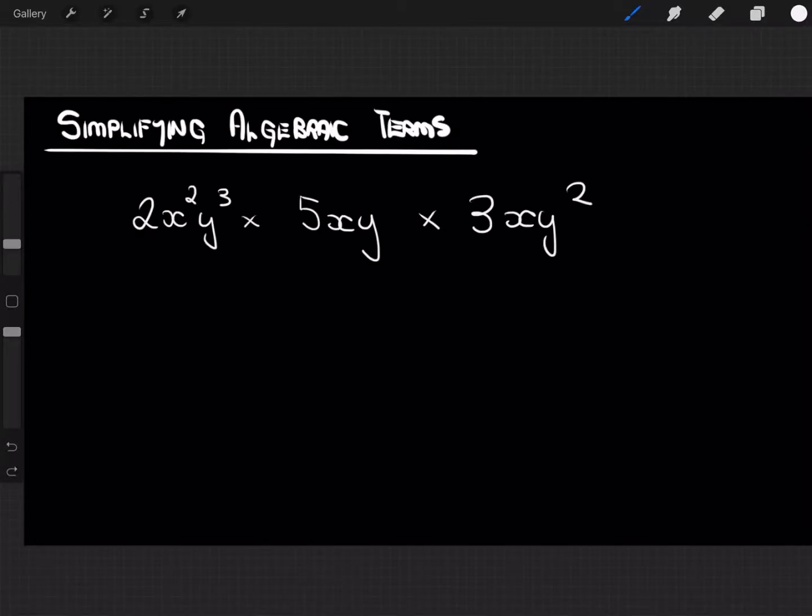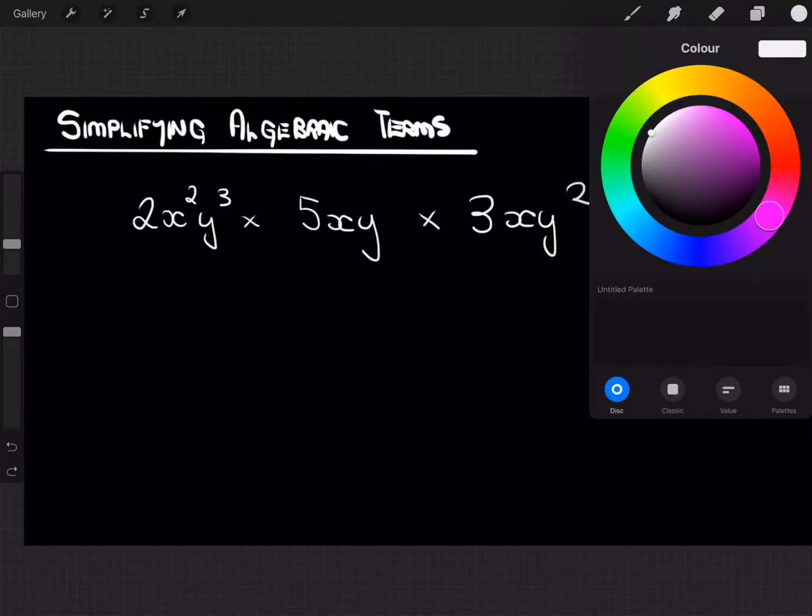Okay, here's a second example of simplifying, and this time we've got three different algebraic terms which we are multiplying together. Now, multiplying algebraic terms is actually much easier than adding because we don't have to worry about like terms. All we do is multiply all the numbers together and multiply all the letters together, and I'll show you what I mean.